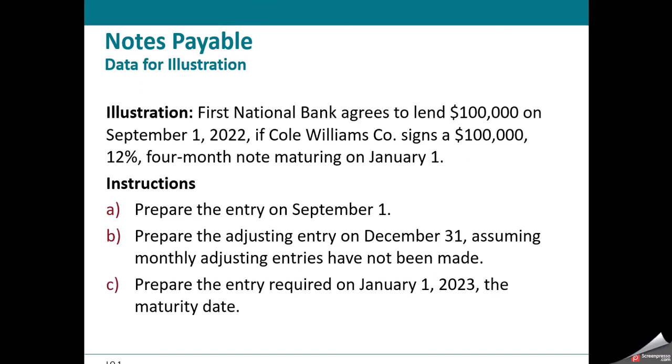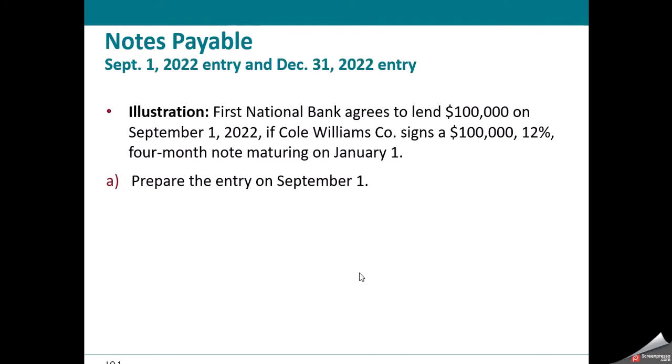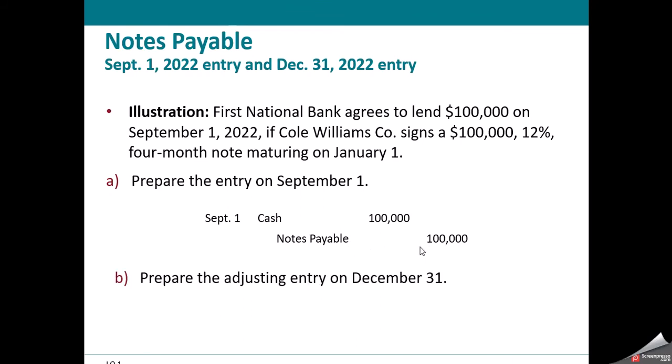So here we have an example. If the bank lends $100,000 and they sign a 4-month note that matures on January 1st. So we'll do the different entries that are related to that note. The first one is just setting it up itself. So we receive the cash. The Cole Williams company receives the cash from the bank. So we debit cash, it comes in, and they create a short-term liability called notes payable by crediting that.